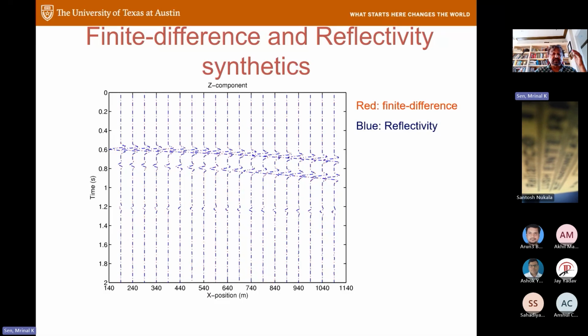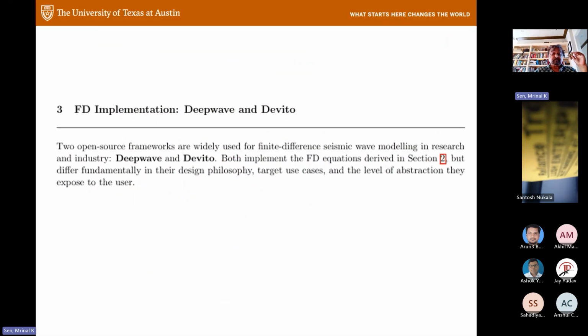And then it can also be written for anisotropic media, for attenuation, and for viscoelastic medium. All of these things are possible, just that you have to have enough computer budget to be able to run those. Of course, there are ways you can parallelize this.